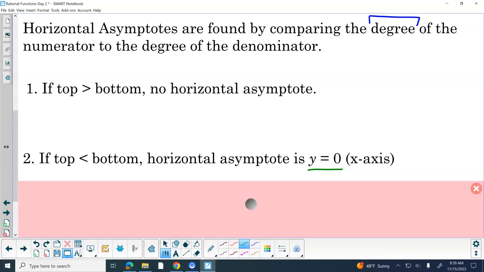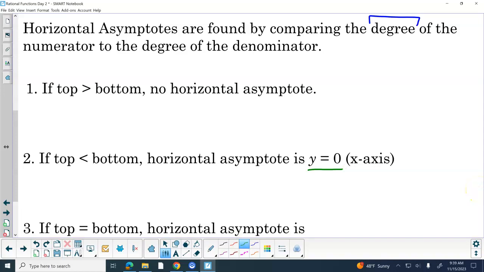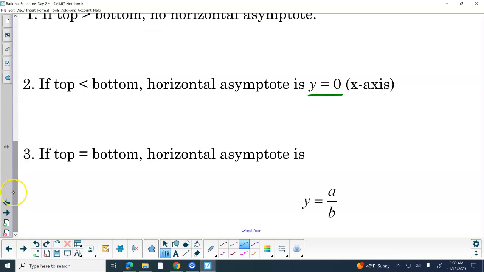What's my third choice when I'm comparing two numbers? They're equal to each other. Okay? And if they're equal to each other, then the horizontal asymptote is the line y equals a over b. Now, where do you get a from and where do you get b from? Great question. Those two are the lead coefficients.